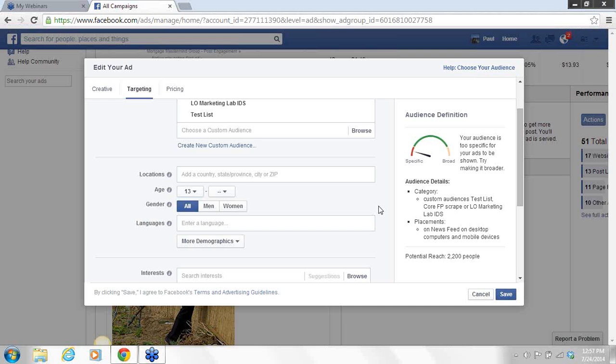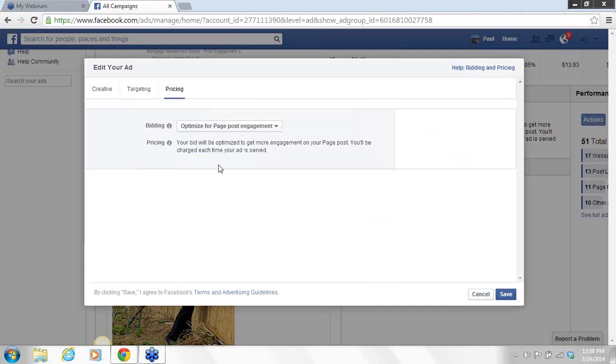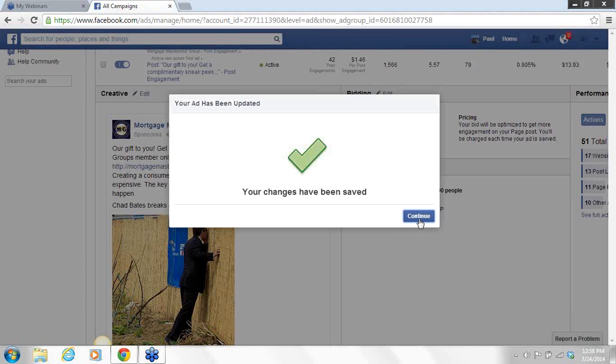Same thing with pricing. If I notice this ad is really generating well and I want to change the pricing, because I'm on a page post ad, I can't really edit that pay-per-click setting, like I was showing you before on this one, but I can still, by closing this, continue here.